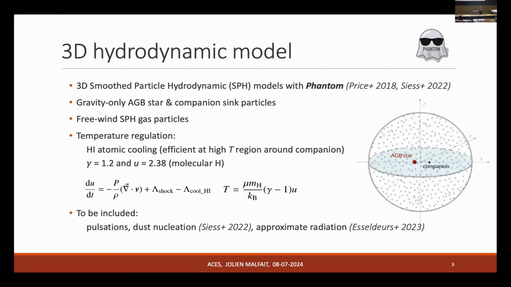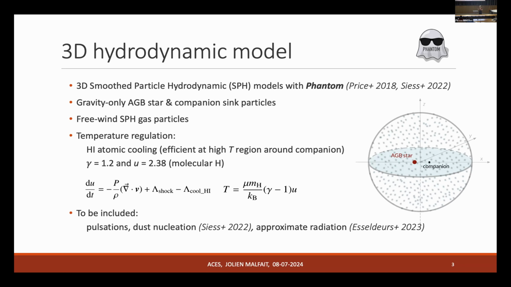So this is the most technical thing I'm going to show about the model I'm using. So I'm using the Phantom code, which is developed by Daniel Price here in Melbourne. We have an AGB star and a companion that are just sink particles, so gravity-only particles. We don't model the star itself. And then we have a free wind of SPH particles that are launched from around the AGB star.